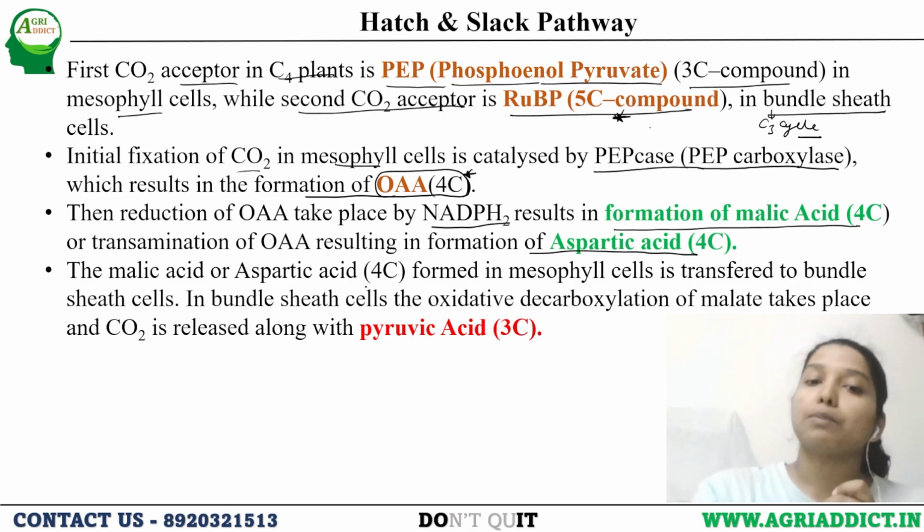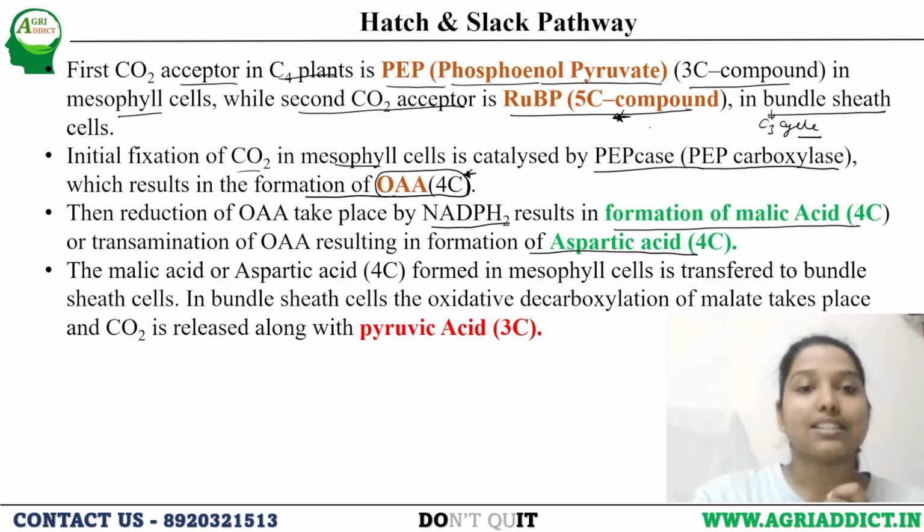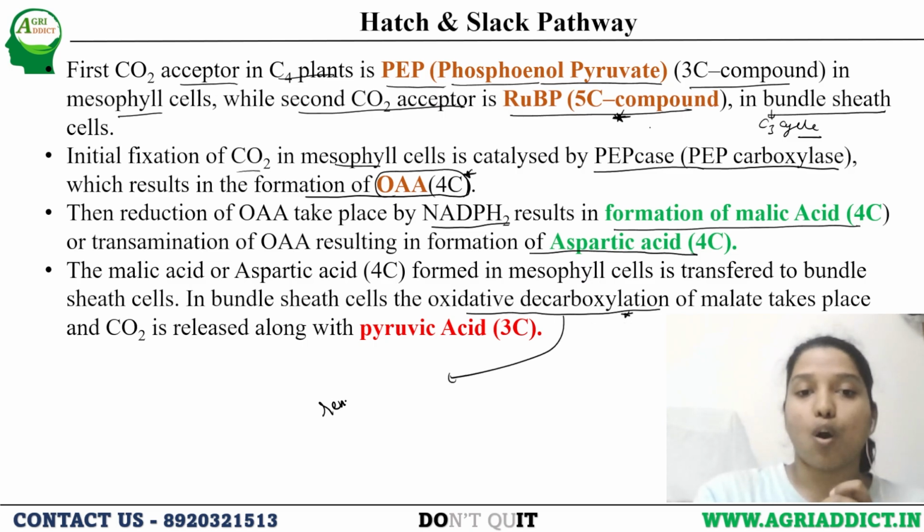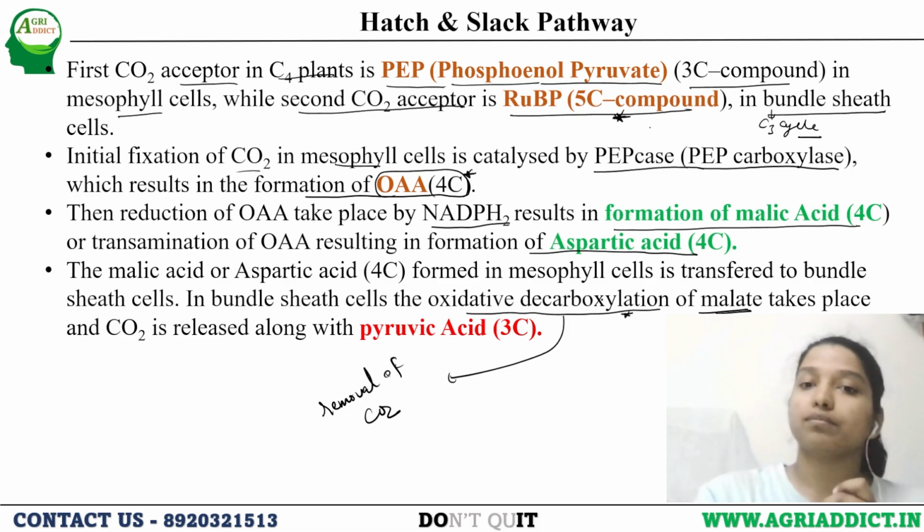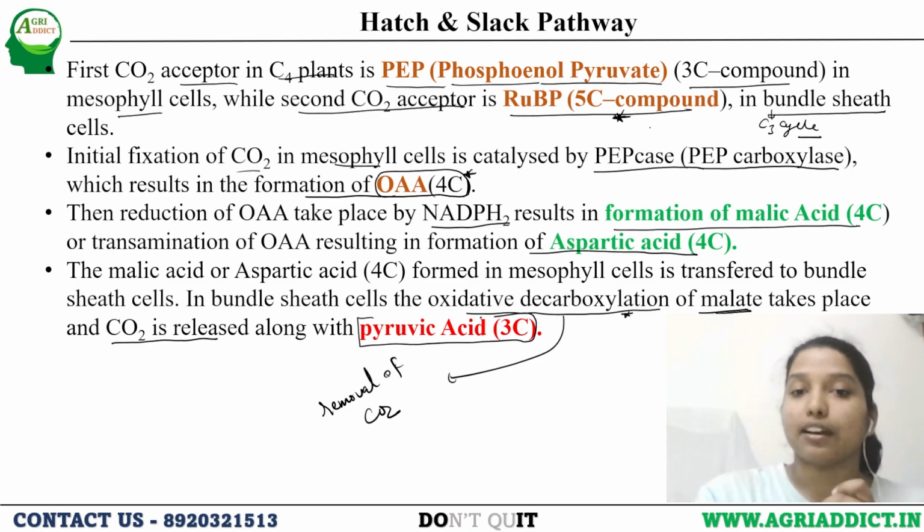The malic acid or aspartic acid formed in mesophyll cells is transferred to bundle sheath cells. In bundle sheath cells, the oxidative decarboxylation takes place. This decarboxylation means removal of carbon dioxide. So from malate, which is a 4-carbon compound, this decarboxylation will take place. CO2 will be released and this will result in the formation of pyruvic acid.